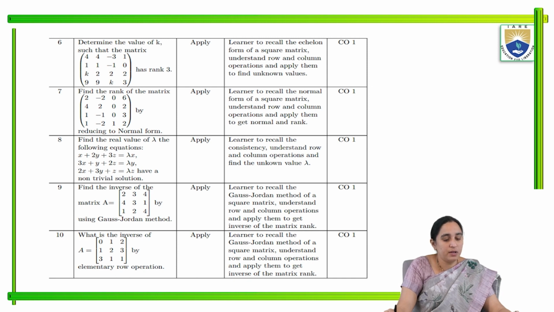Next, the ninth one, this is also the Gauss-Jordan method. From the Gauss-Jordan method, we get the A inverse matrix. And the tenth one: what is the inverse of A equal to [0, 1, 2; 1, 2, 3; 3, 1, 1] by elementary row operations. Elementary row operations is indirectly called the Gauss-Jordan method only. From the Gauss-Jordan method only you can find the inverse of the matrix.